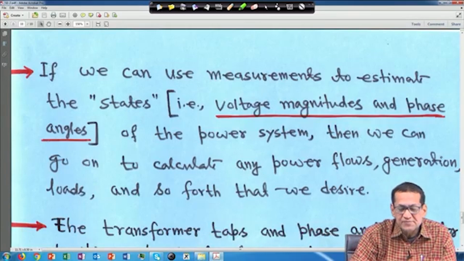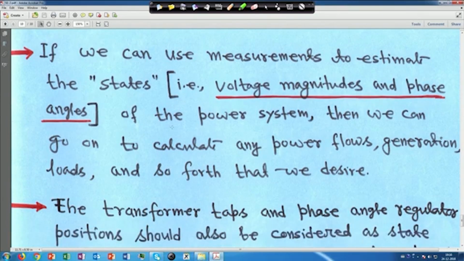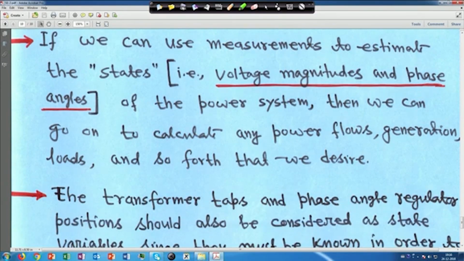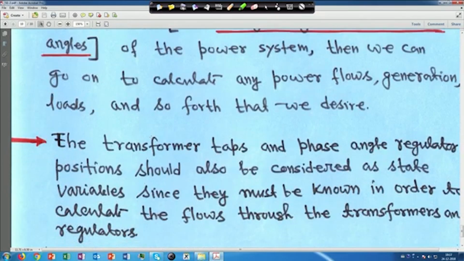Now, if we use the measurements to estimate the states, that is the voltage magnitude and phase angles of the power system, then we can go on to calculate any power flows, generation, loads and so forth that we desire, right. The transformer taps and phase angle regulator positions should also be considered as state variables, since they must be known in order to calculate the flows through the transformers and regulators, right. So, all these things can be considered.